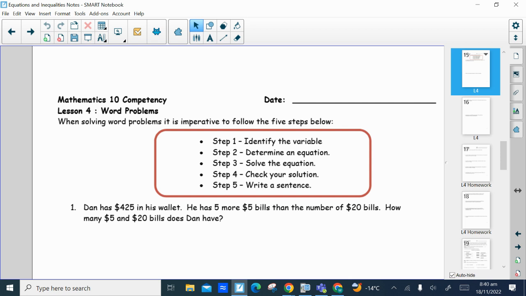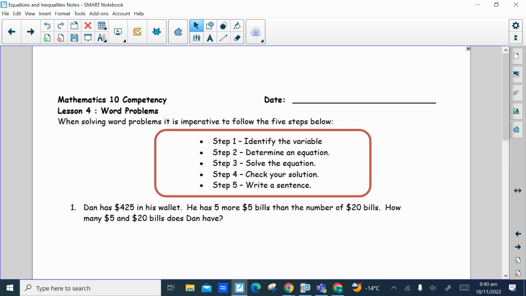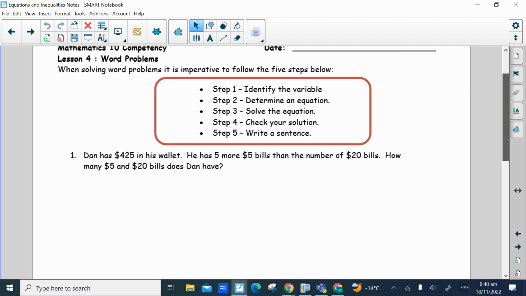Then once you've got that done, you're going to determine the equation. Based on what you're given as far as a description, you're going to write an equation to represent that scenario. And then you're going to solve it. As always, we want to check our solutions. And then finally, write a concluding statement. So those are the steps that we're going to follow.